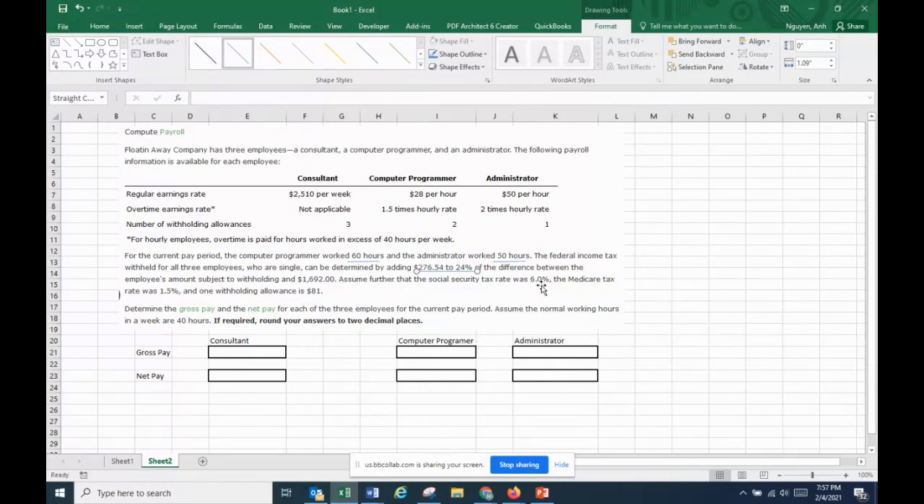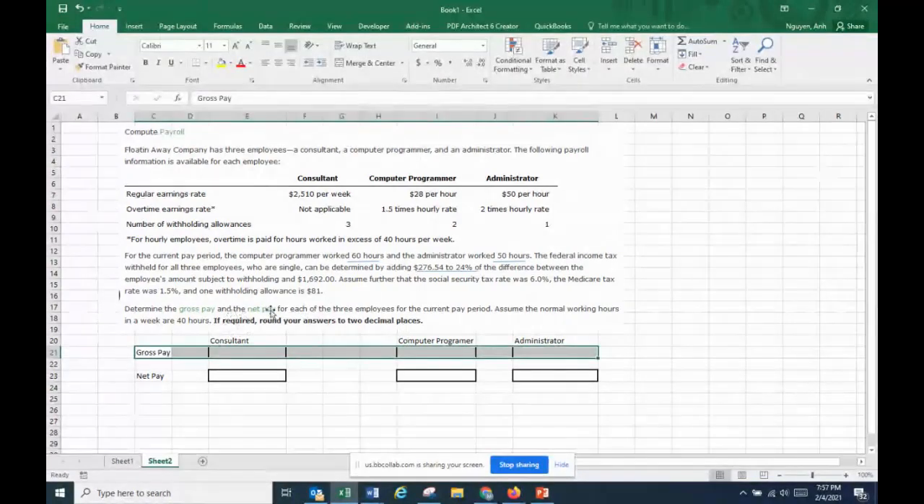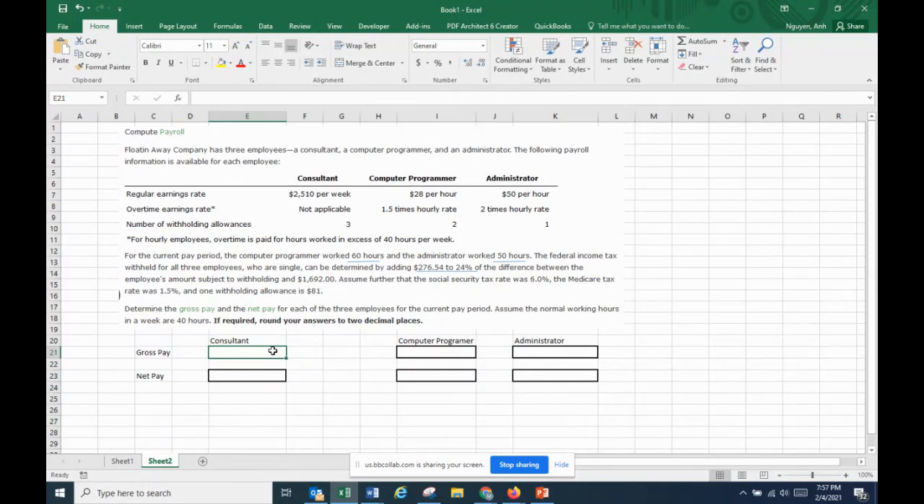Assume further that the Social Security tax rate is 6%, the Medicare tax rate is 1.5%, and one withholding allowance is $81. Calculate the gross pay and the net pay. The consultant, do we know the gross pay for the consultant? Because we are assuming the working hours in a week is 40, so this is weekly. Crystal says 25.10. Anyone else disagree or agree? Ashley agrees. Okay, I agree too, so I'll put 2, 5, 10.